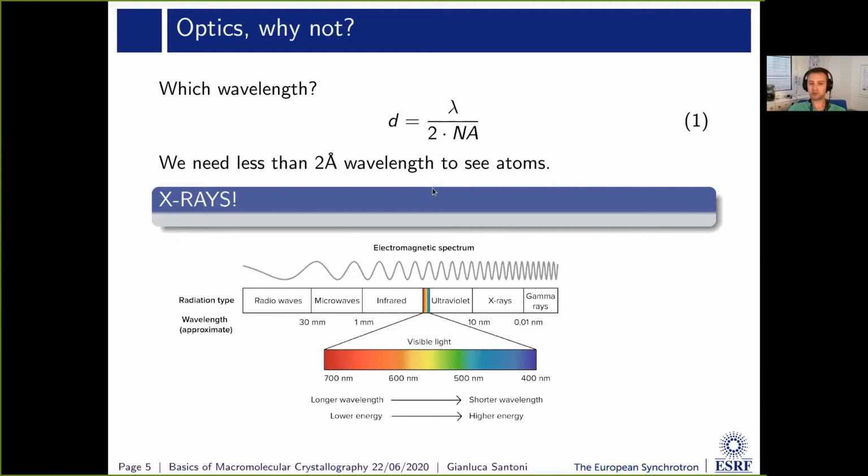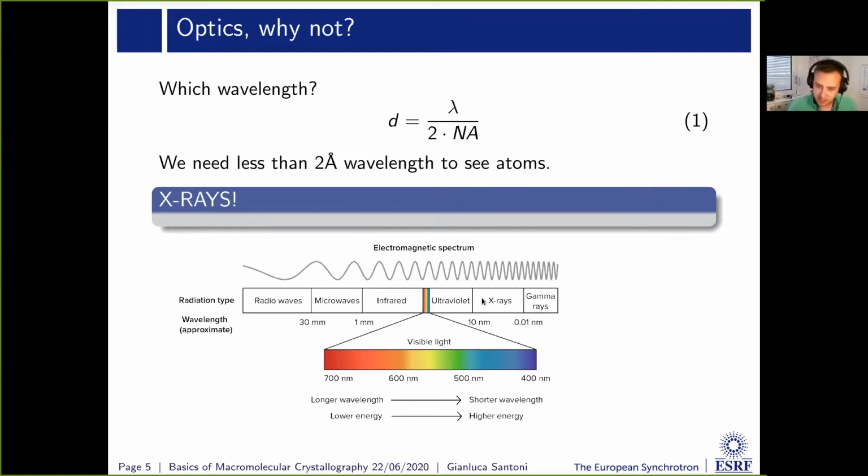2 angstrom resolution in the electromagnetic spectrum corresponds to the X-ray domain. Obviously, in this picture of the electromagnetic spectrum, we put out the visible light. First, we can see why we cannot use visible light to observe proteins, because if we divide the 400 nanometers roughly by 2, we get 200 nanometers, which, just to give you an idea, is twice the size of the coronavirus.